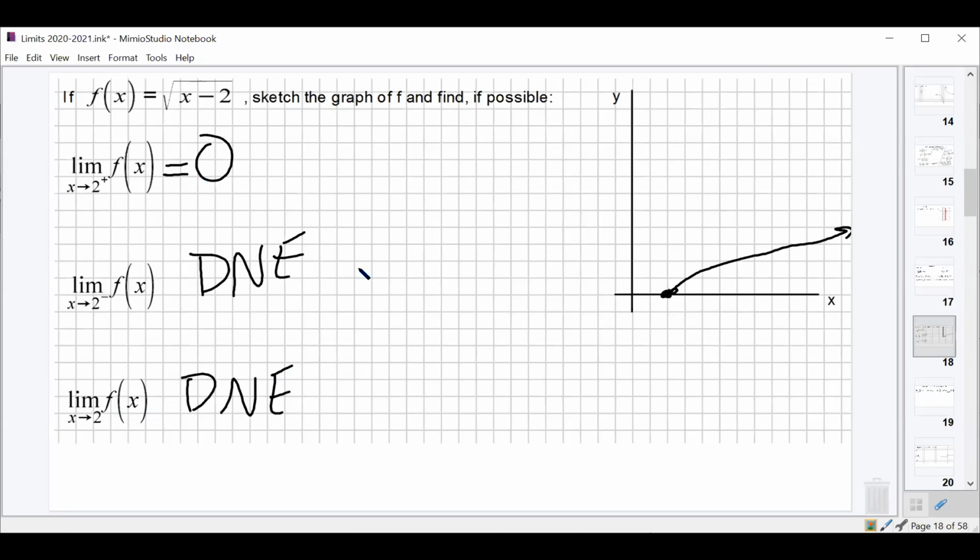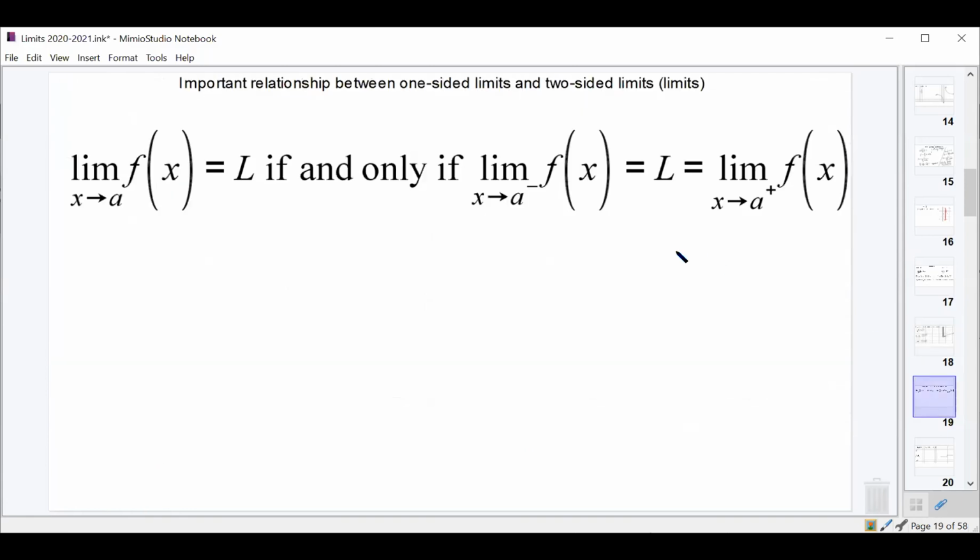hand limit have to both exist, and they both have to be the same value for the actual limit, which technically is called a two-sided limit. For this two-sided limit to exist, both the left and the right hand limits must exist, and they must be the same. And so that's this very important rule here.